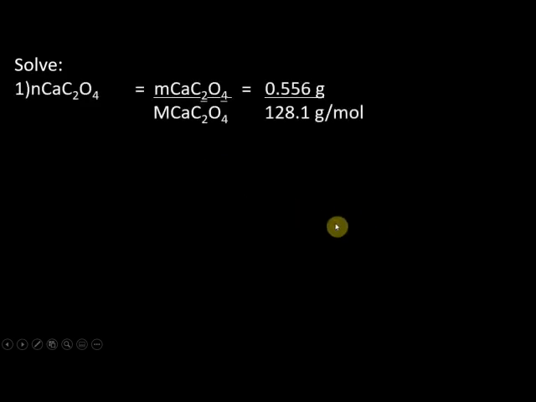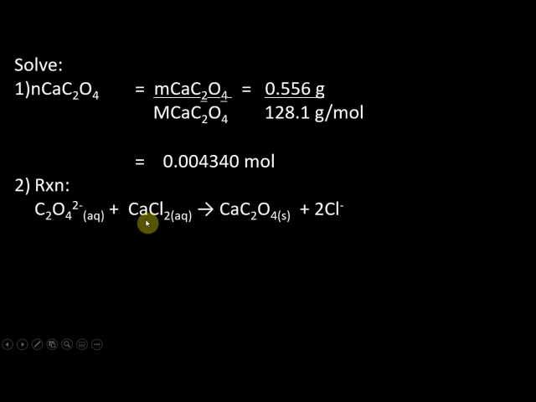We are going to take the mass of calcium oxalate, the precipitate, and divide by the molar mass of calcium oxalate to figure out the number of moles. So this is the number of moles of calcium oxalate. For every calcium oxalate, there's one oxalate ion in there, right? So the number of moles of oxalate ions is the same as the number of moles of calcium oxalate.